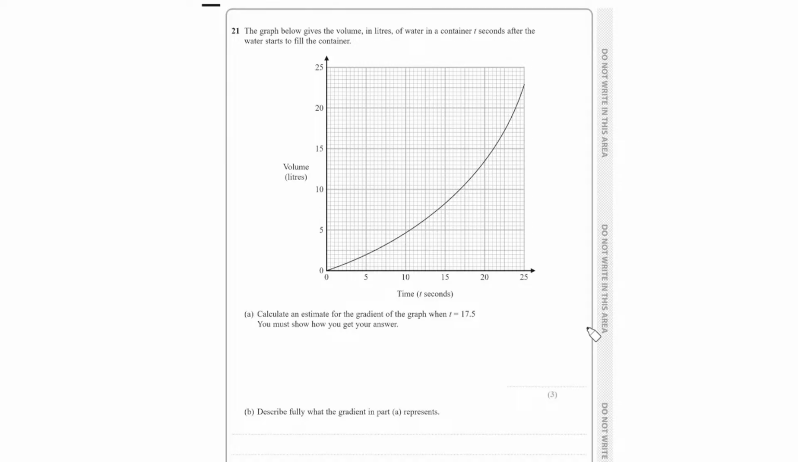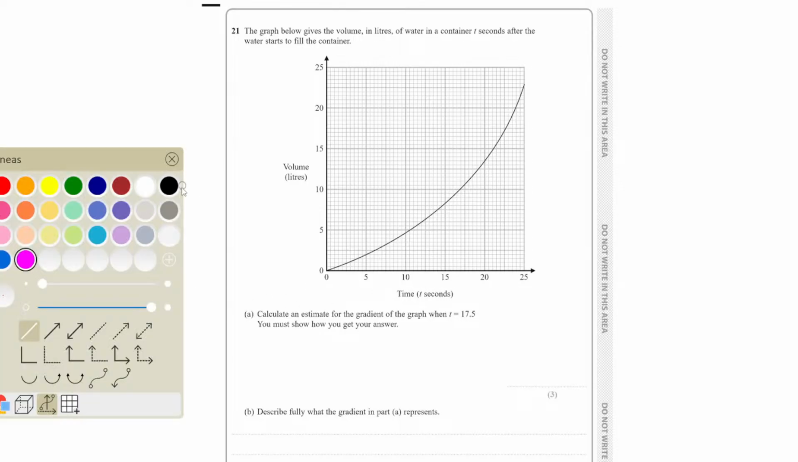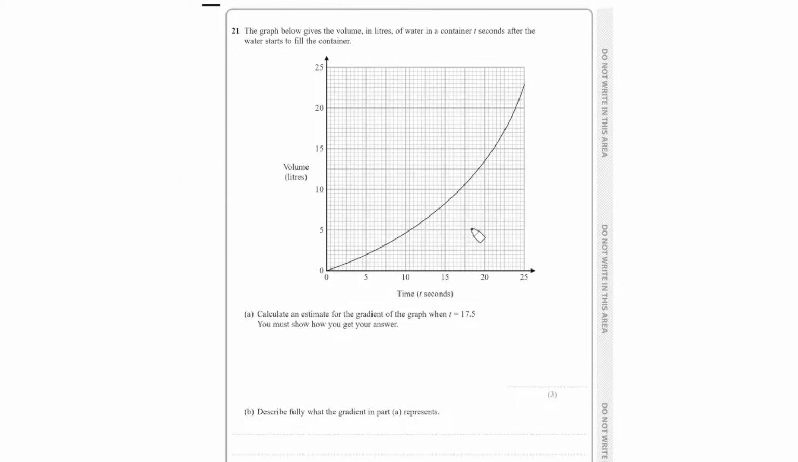I'm pretty sure you already got this in your paper 1, so I would say it's very unlikely they'll ask it again. But obviously we'll just go through it anyway. So this is the one where you need to draw a tangent, isn't it? Because you want to find the gradient of a straight line. So, tangent at 17.5. Now to find the gradient, you obviously have to pick two coordinates. You don't have to do this, but I like to use the exact coordinates that they've given me.